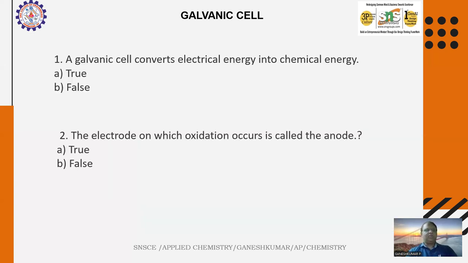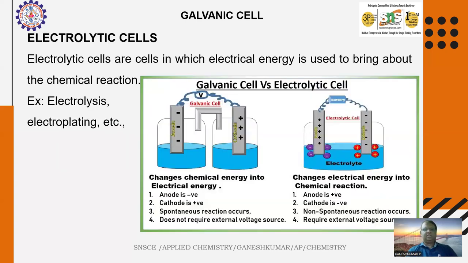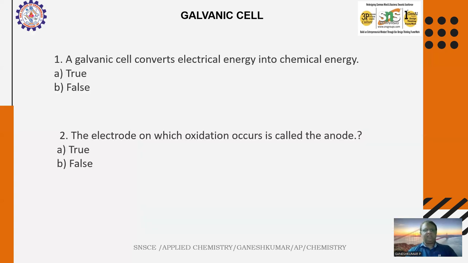So let's check how we can answer this. A galvanic cell converts electrical energy into chemical energy. Is it true or false? In the galvanic cell, chemical energy is converted to electrical energy. But if electrical energy is converted to chemical energy, it's false. Number two, an electrode on which oxidation occurs is called anode. Yes, it is true.